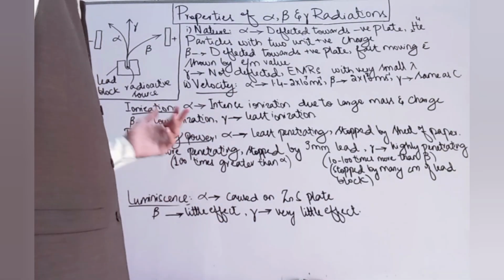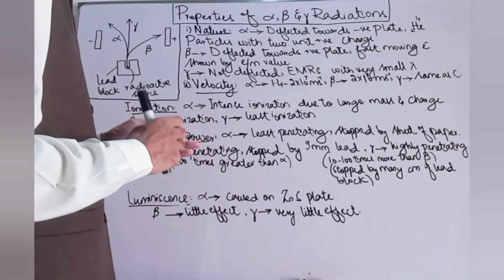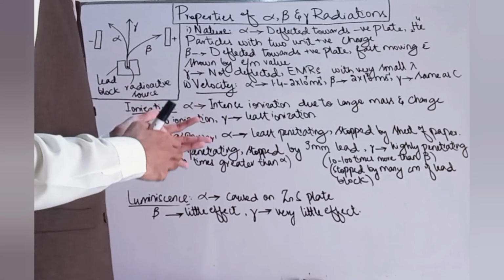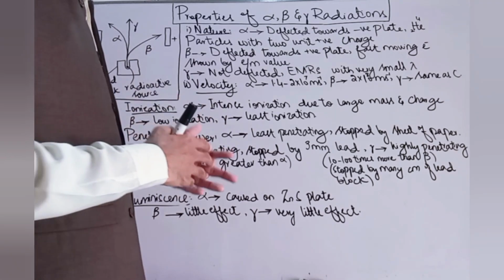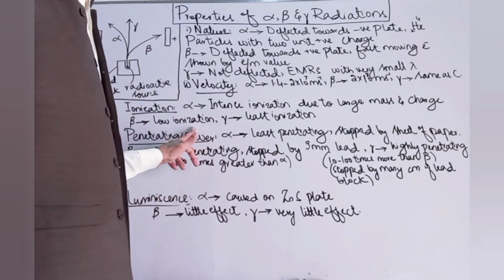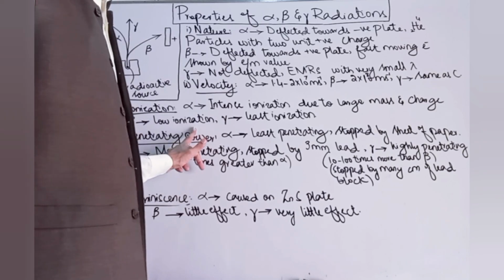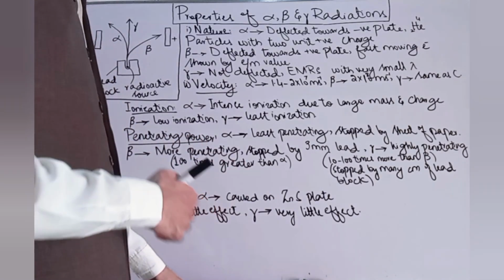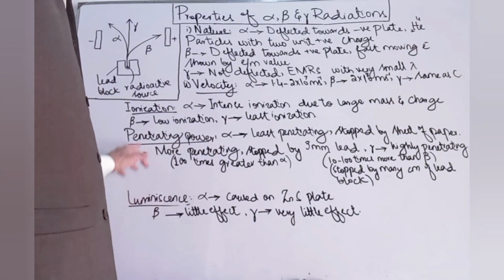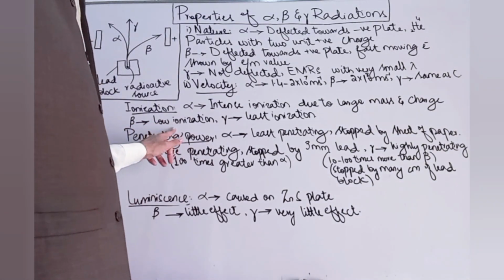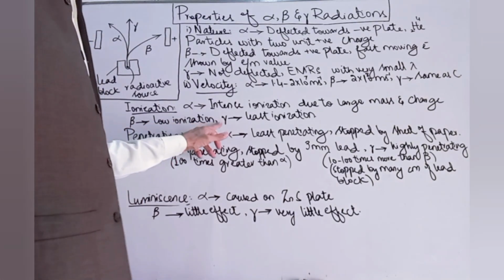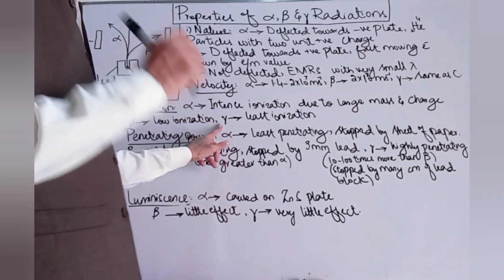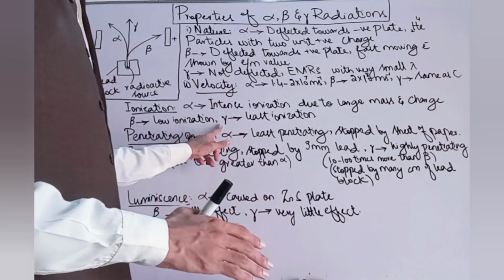And if we talk about the beta particles, their mass is negligibly small, equal to the mass of the electron, and their charge is unit negative charge. And the gamma radiations have no charge and no mass. So beta particles cause low ionization, whereas the gamma radiations cause least or no ionization.